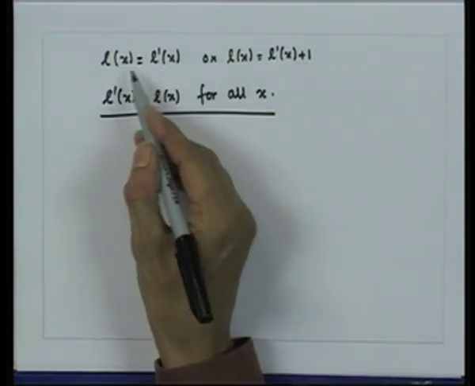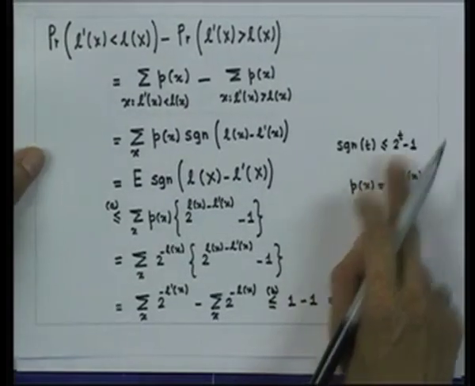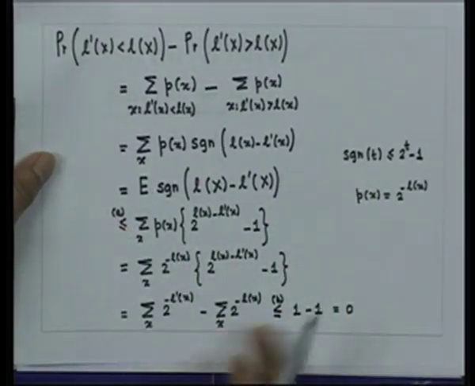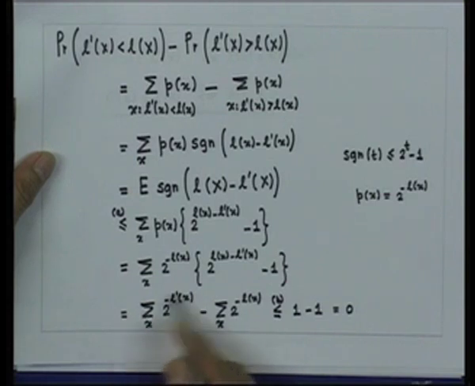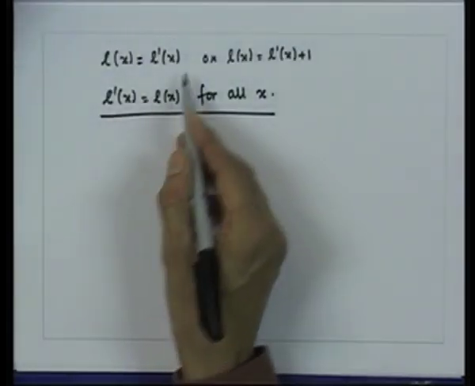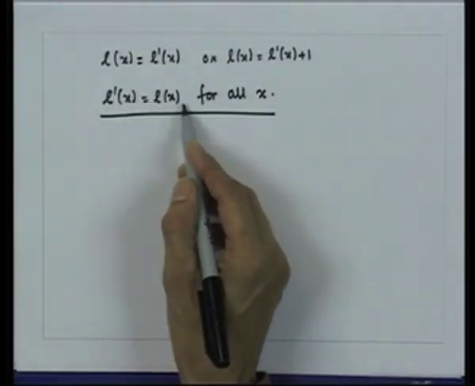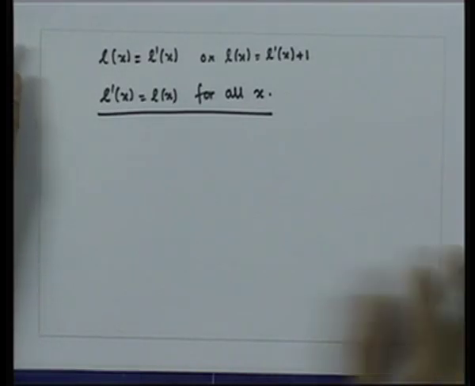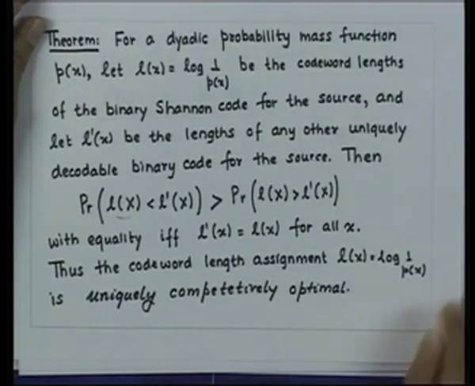I mean, when we assume the equality A, when we assume this condition that t is equal to 0 or 1 at this point, and here we assume that this also satisfies the equality of the McMillan-Kraft inequality, then from both these conditions we will get L dash x is equal to Lx for all x. So, we have proved the theorem. So, we have proved that this probability is always greater than this for the Shannon code.